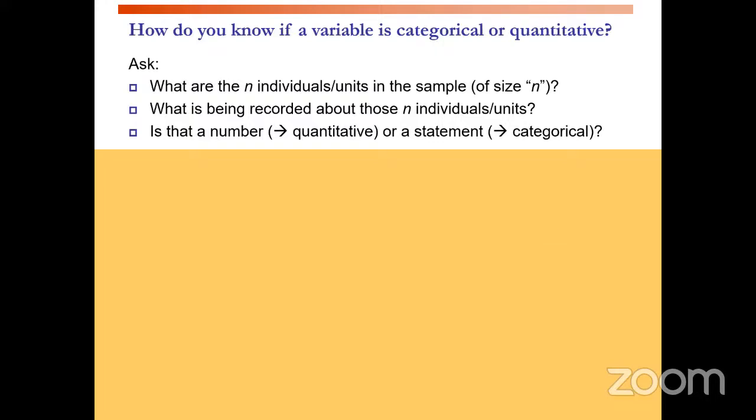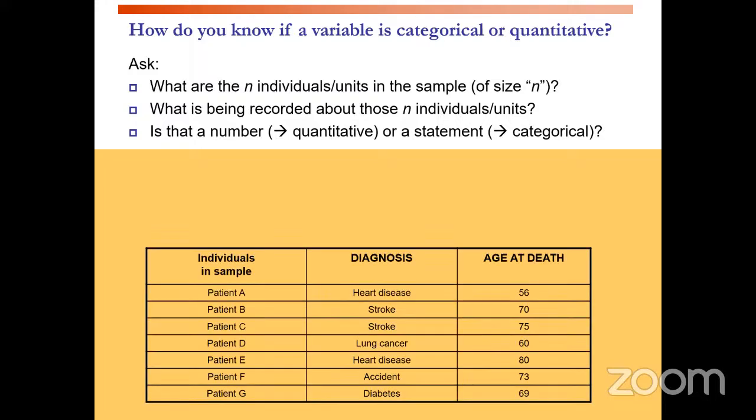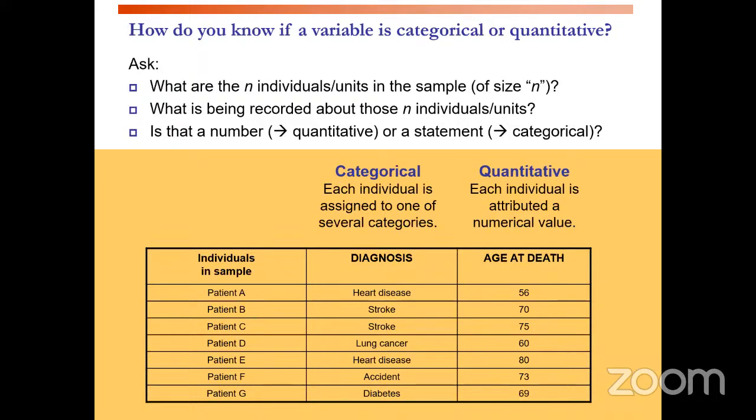Now, how do you know whether the variable in front of you is categorical or quantitative, right? Then you need to ask certain questions. What are the n individuals in the sample of size n? What is being recorded about these n individuals? And is the recorded value a number or a statement, right? So if the value is a number, definitely it would be a quantitative measure. If it is categorical, definitely it is at the categorical level, right?